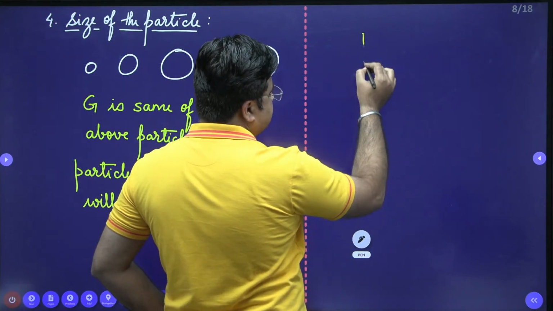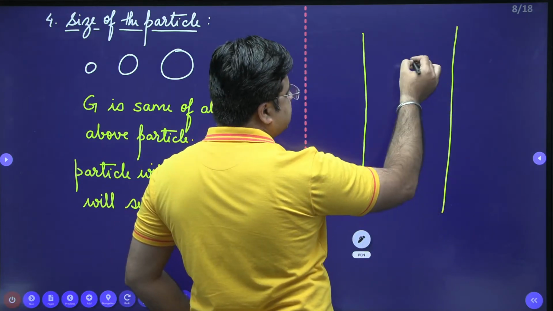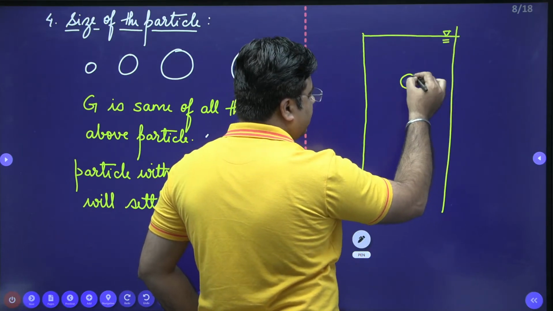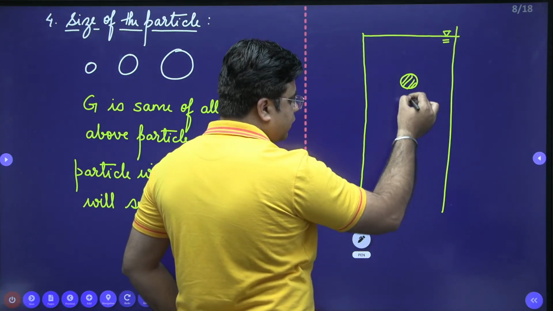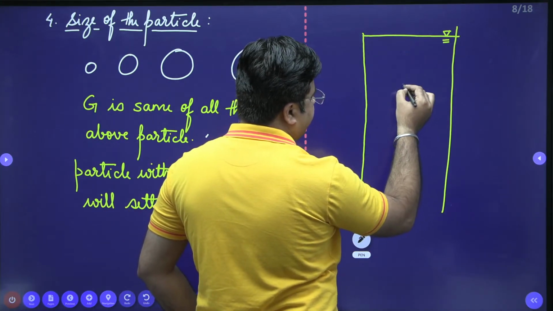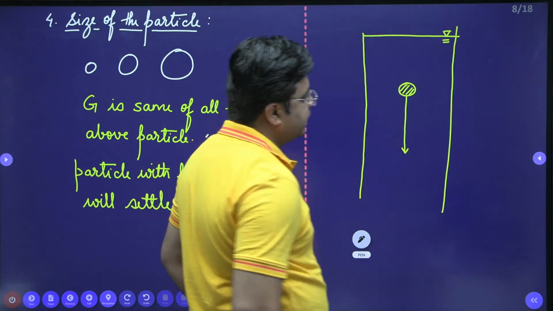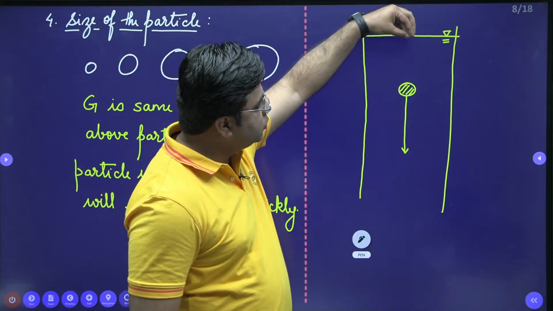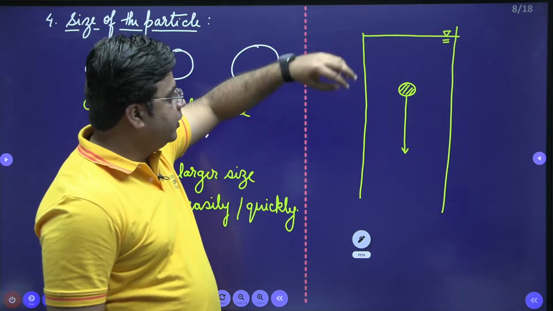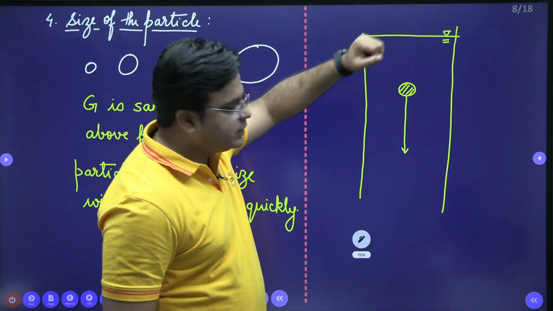For example, this is my water column. And inside this water column, I am allowing a solid to settle. When you initially drop this stone inside this water column, there will be some turbulence.